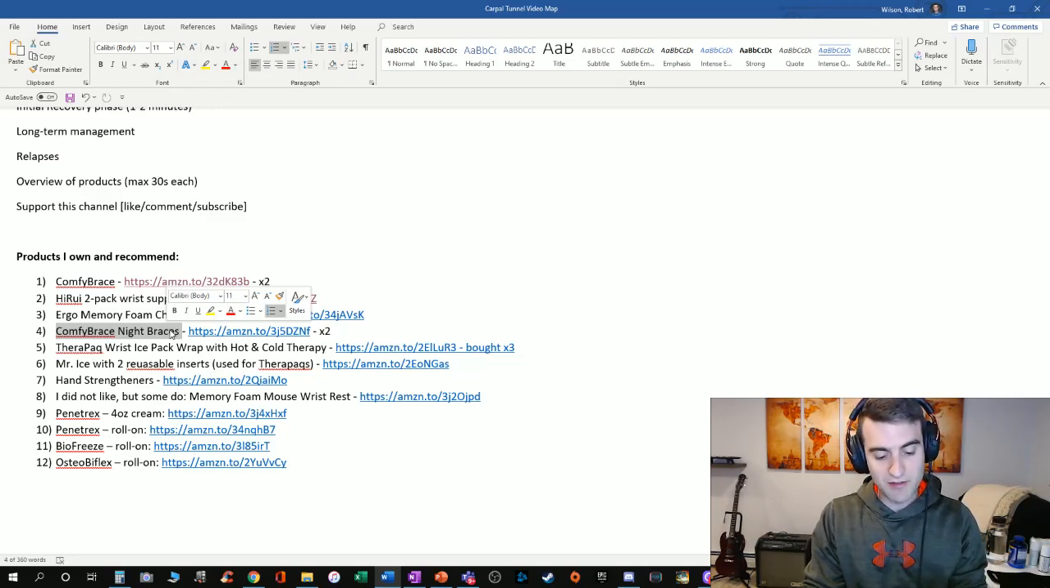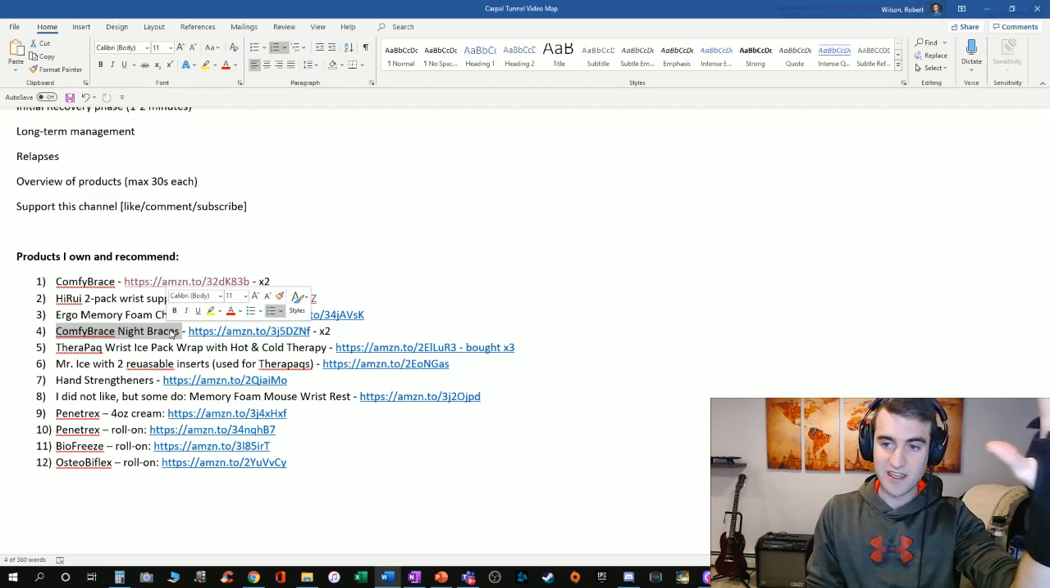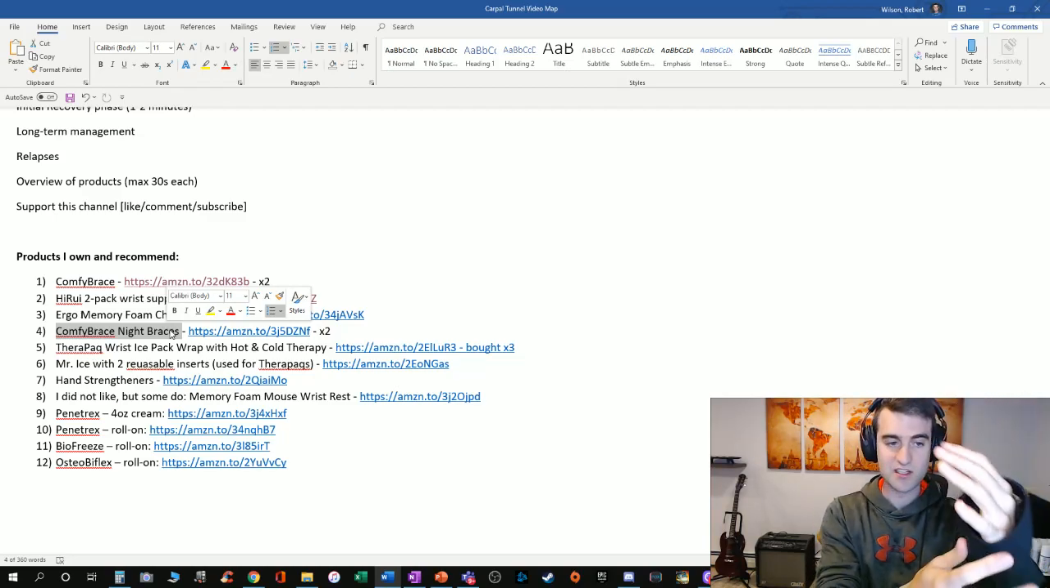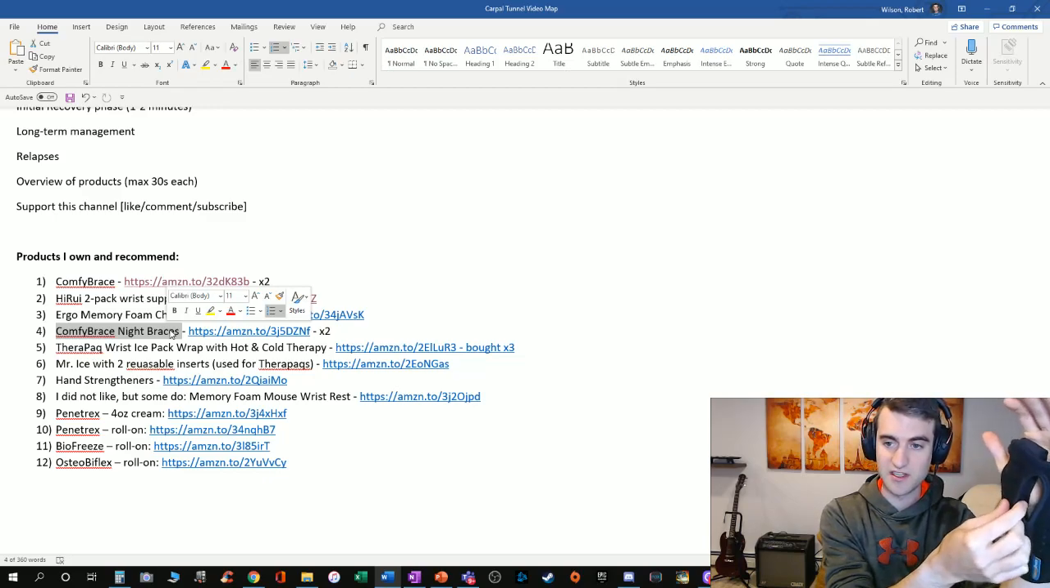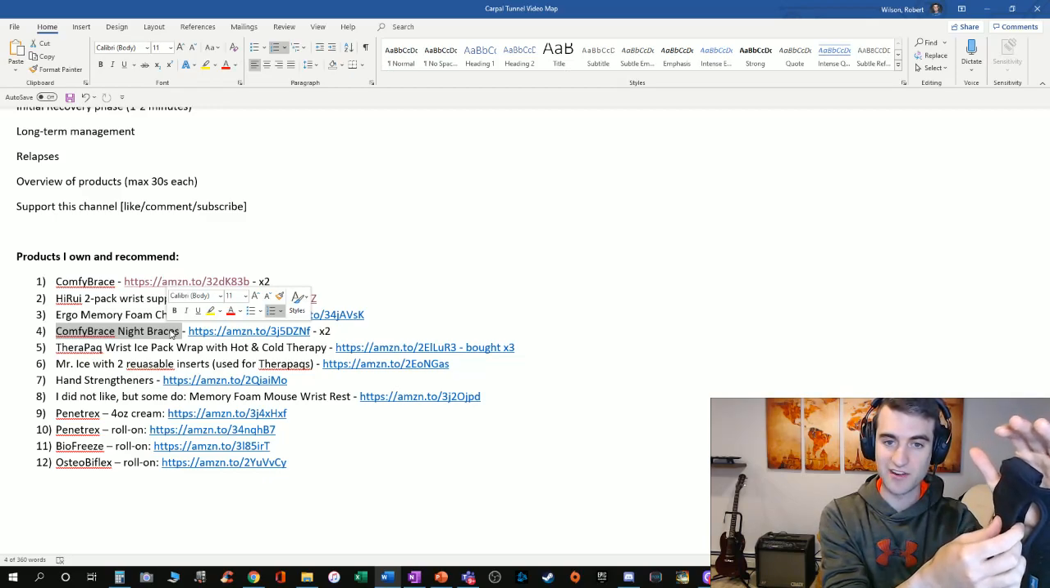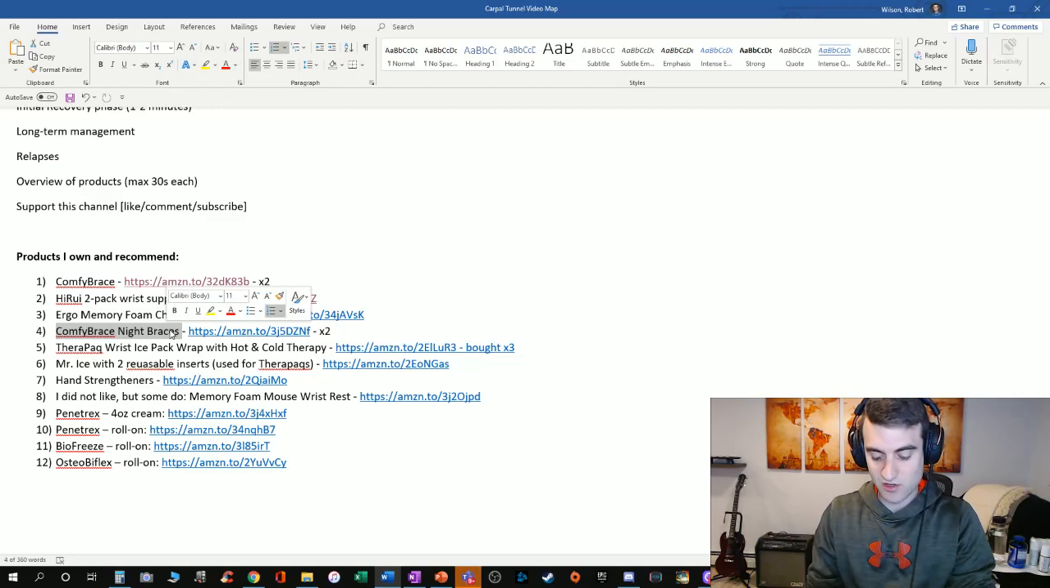What I love about this is that you go to bed with this on at night, and your hand just fits like so, but you'll notice that it's double-sided, so it could work for either hand. Make sure when you're getting these that you're ordering two, so you have one for each of your hands.